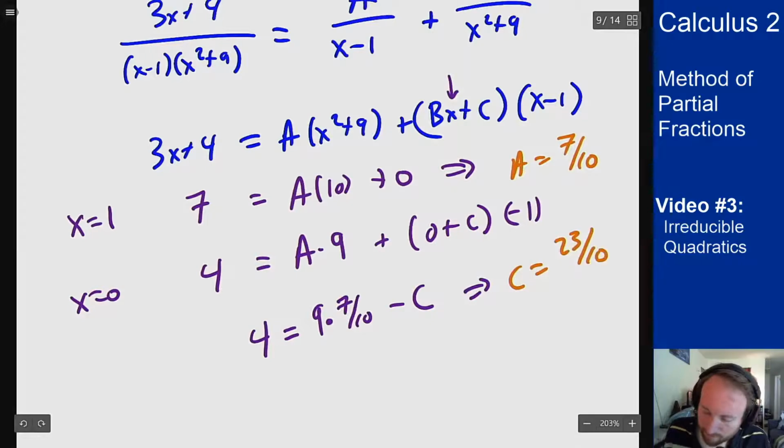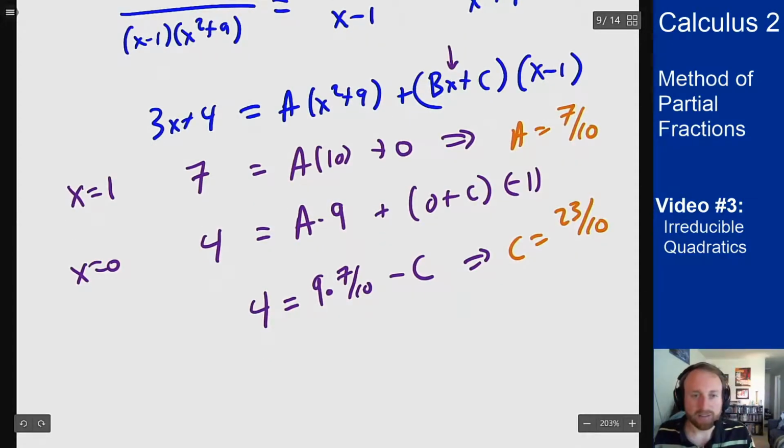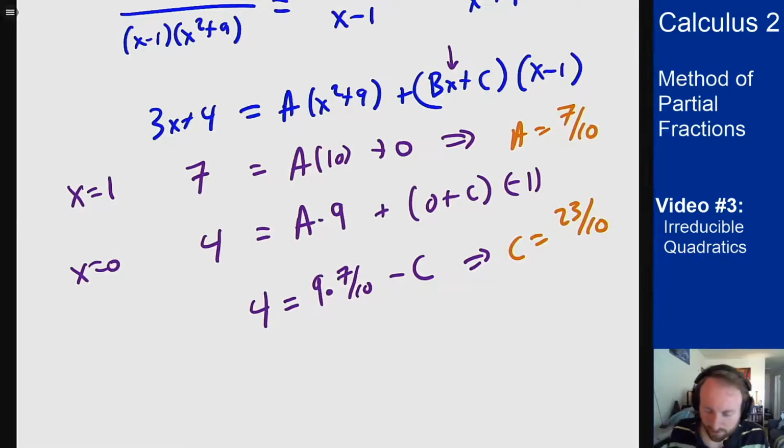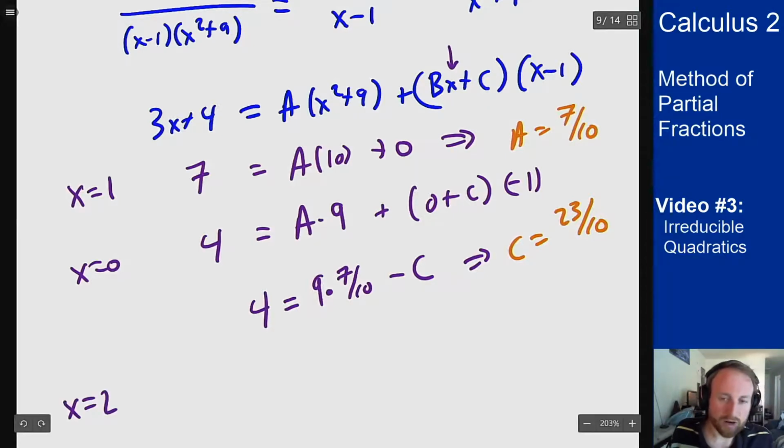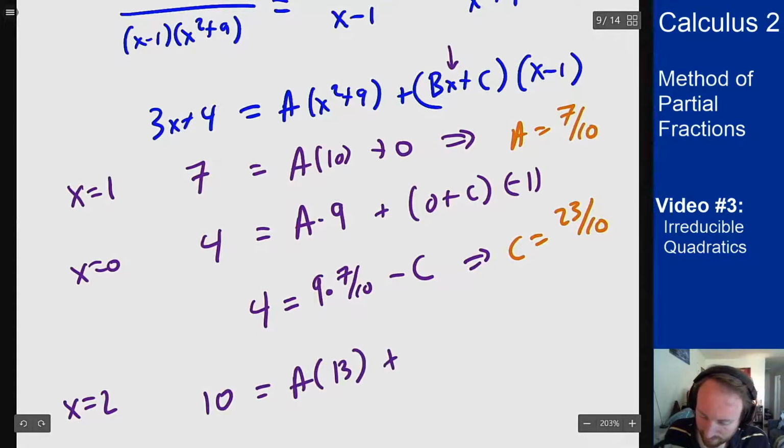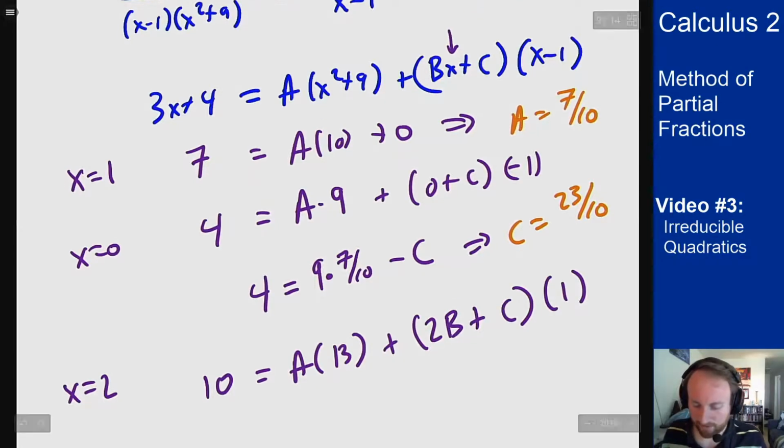And now I have to plug in one more number, and I don't have any really nice and easy choices at this point, so I can plug in whatever I want. I'm going to plug in 2, because 2 will make the x minus 1 term go to 1, which is easy to handle. You can pick any number you want here, but I'm going to use 2. The left-hand side gives me 6 plus 4 is 10. The right-hand side gives me a times 13 plus 2b plus c times 1. And then I can just solve for what I get here.